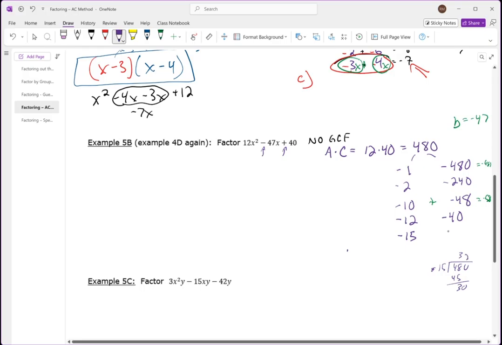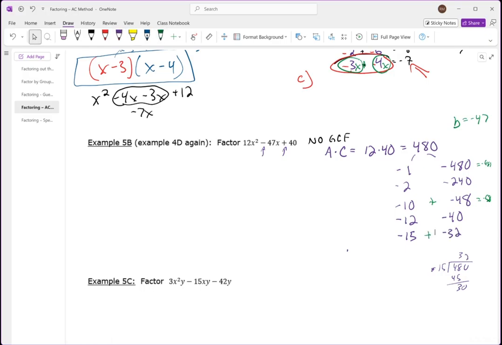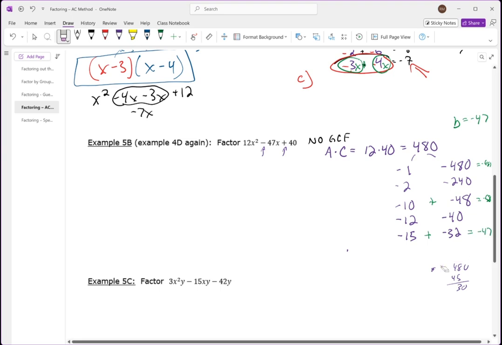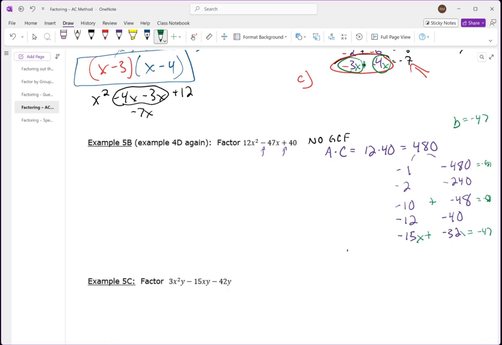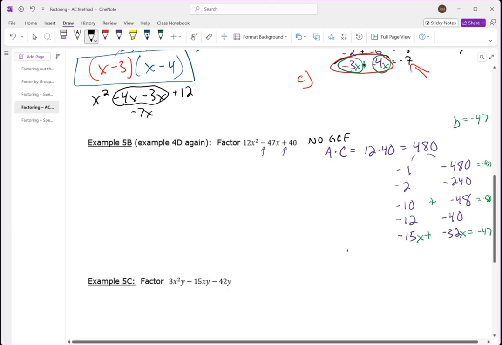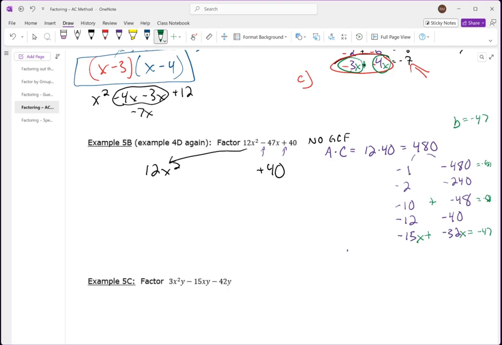So I'm going to have -32 here. And if I look at this, these two numbers will add to be -47. So these are the two numbers I'm going to use. I'm going to stack, put this each with an x, and then I'm going to take this and rewrite it. I'm going to keep my first and last terms exactly as they are, but I'm going to take this negative 47x and rewrite it as negative 15x minus 32x. That's that key step.